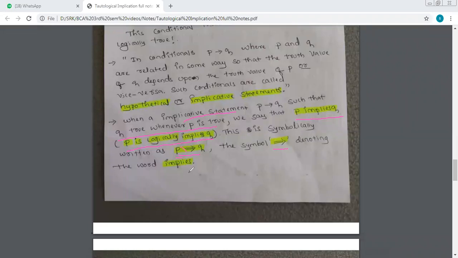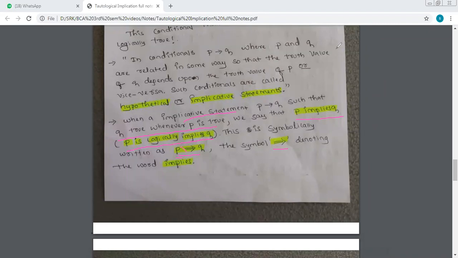Implication: when P is true, then Q is also true. So this is the implicant. Then we can say that P implies Q, or you can also say P logically implies Q. So this is the implicative or hypothetical statement.